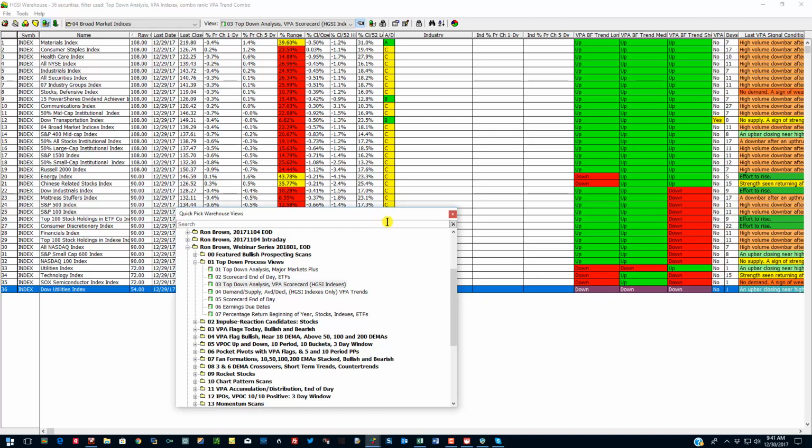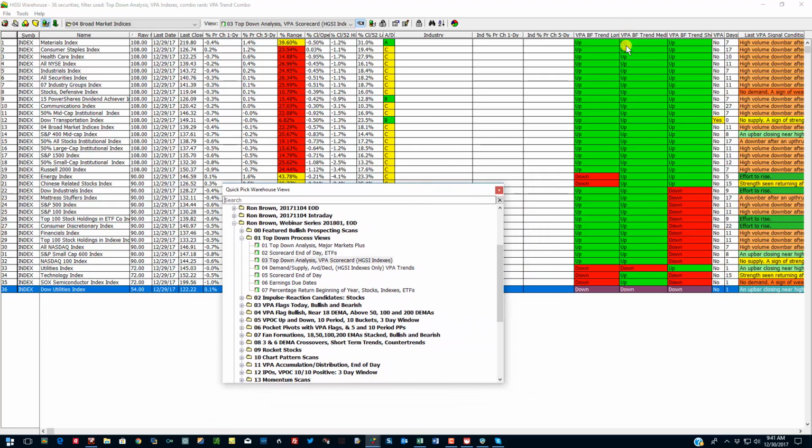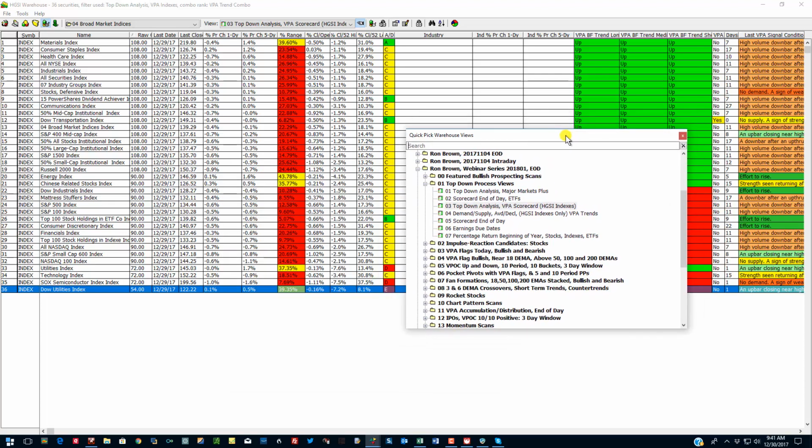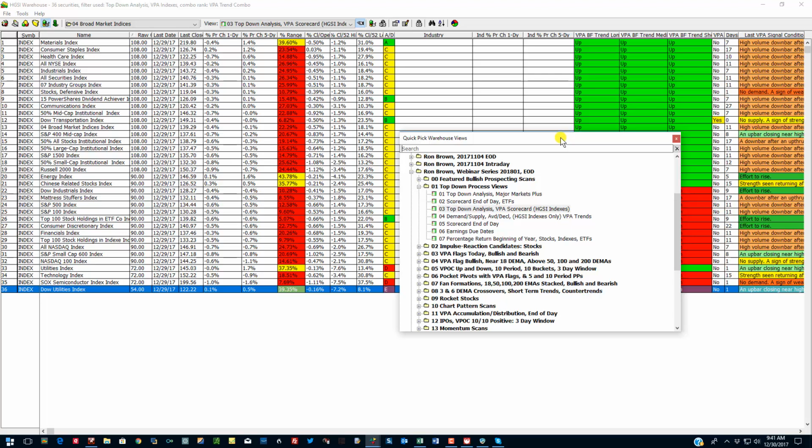You can see that the trends are all down on this, but most of these are up, as we would expect in such a strong year that we've had. 2017 obviously has been an outlier year compared to what we're normally used to. But the thing about HGSI is even when the markets aren't doing well as a whole, you're able to find what is moving, and that's the beauty of the top-down approach.